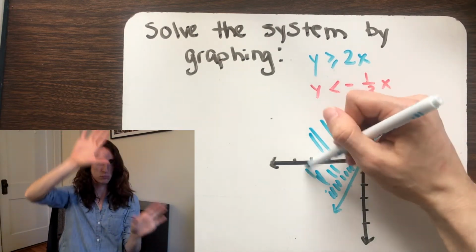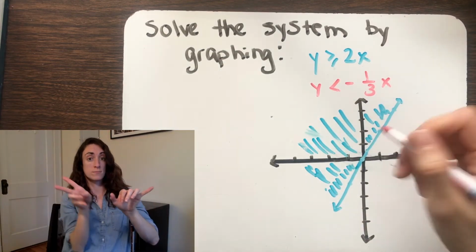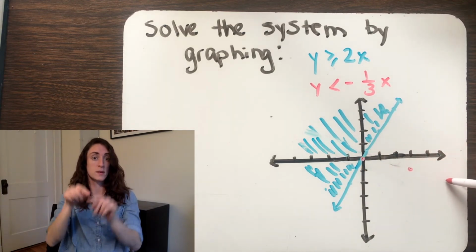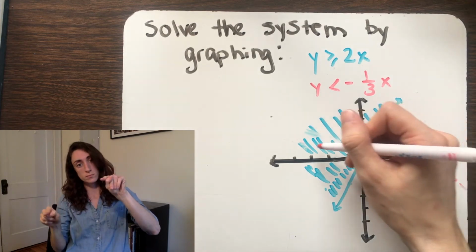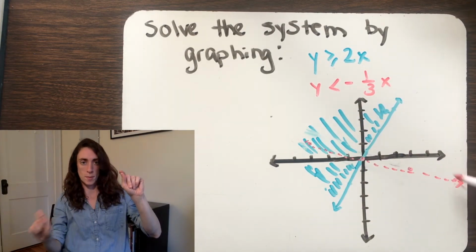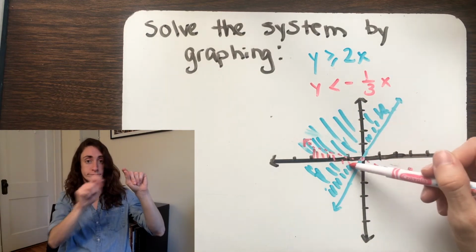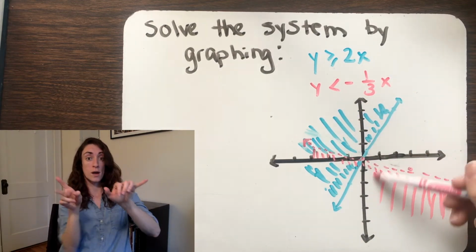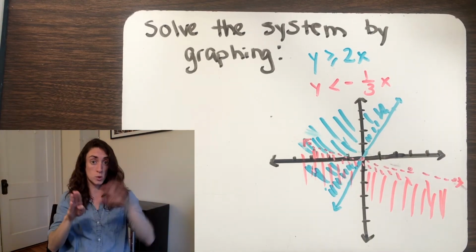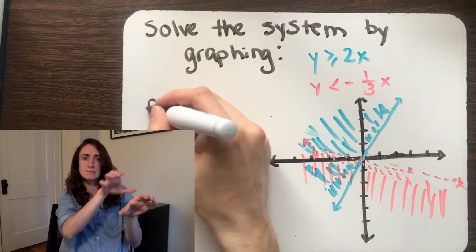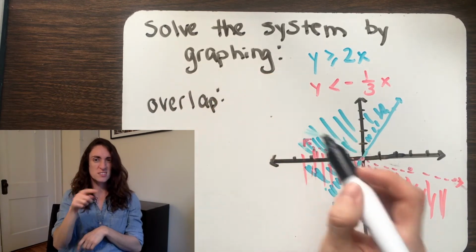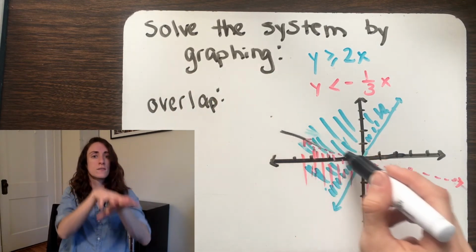And then because y is greater than, we're going to color above. And then for y is less than negative 1/3 x, we'll start at the y-intercept of 0, a slope of negative 1/3, and then we're going to use a dotted line here because we've got a less than symbol, not less than or equal to. And because y is less than, we're going to color below. So now you can see we've got a blue area and a pink area, and where they overlap, or make purple as it were, is this area here in the bottom left.